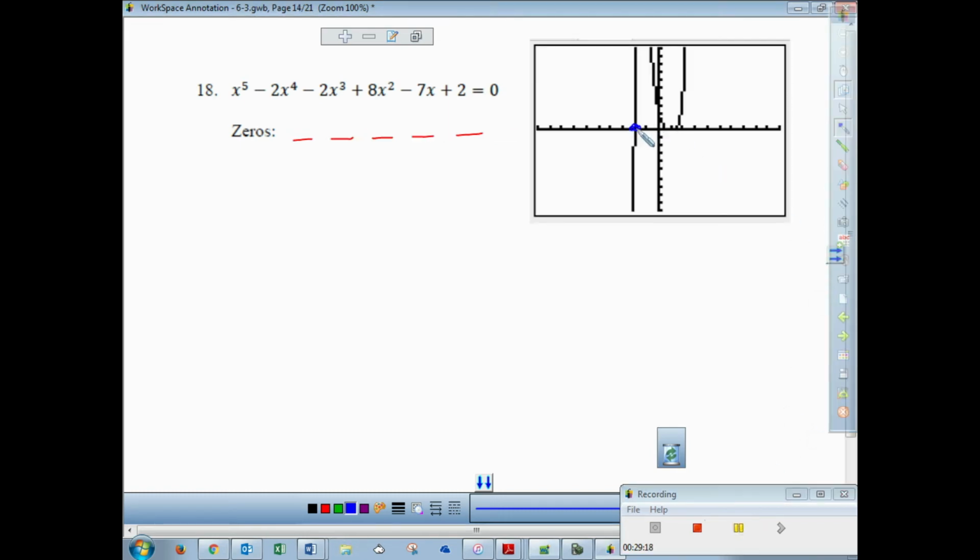This looks like negative 2 right here. Tested for me, since I don't have it actually punched in: is negative 2 a root? Nice. Question: any multiplicity on that since it crosses the x-axis? Any multiplicity? No.